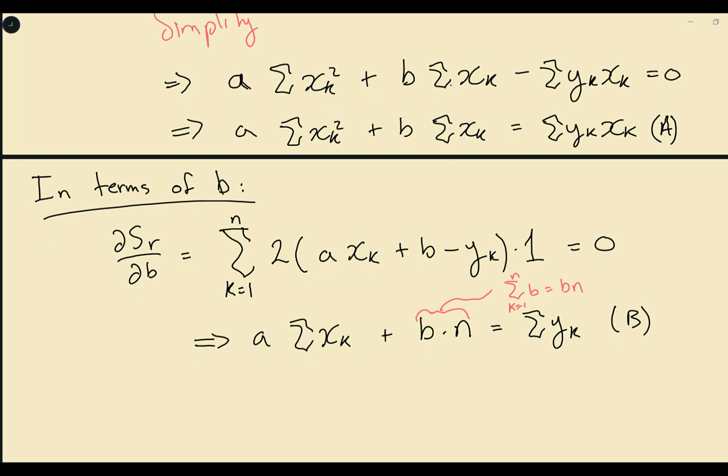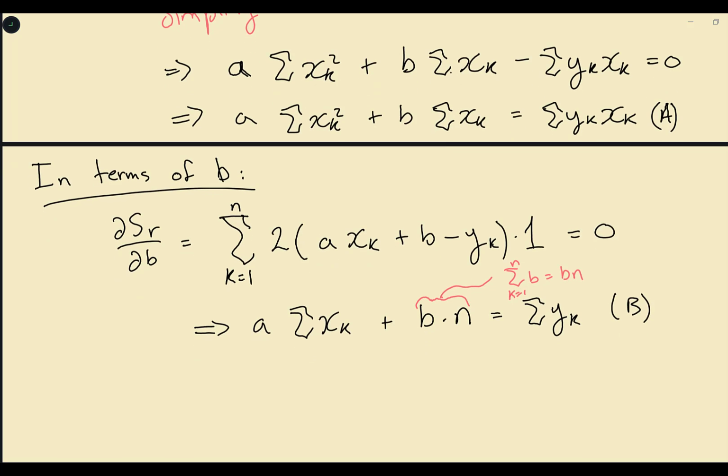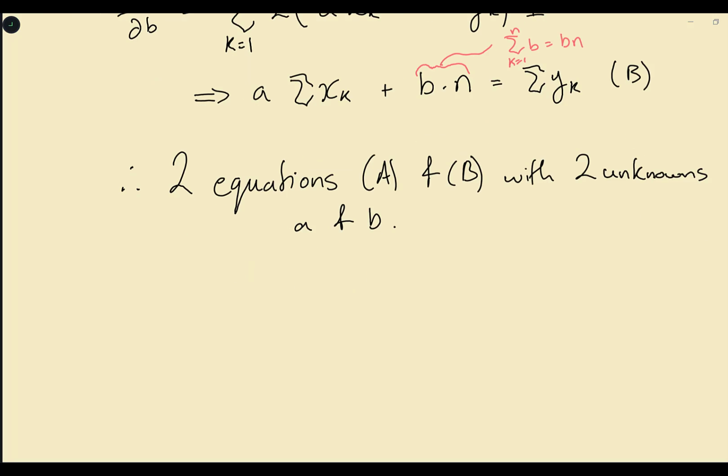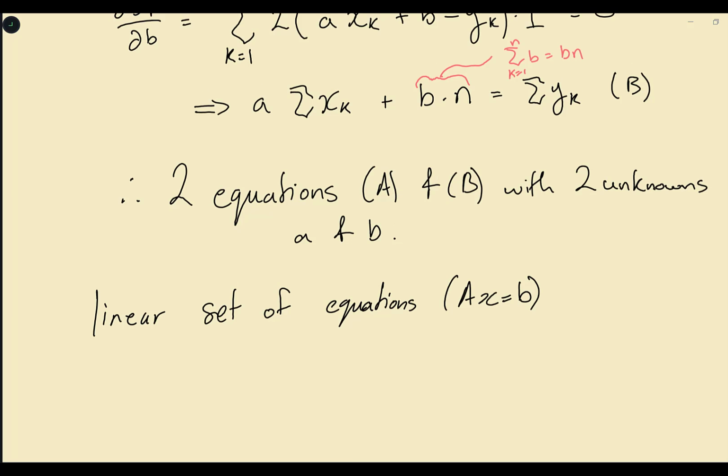And now basically what we have is two equations with two unknowns. So it's a linear set of equations and we can follow the format of AX equals B. You guys don't have to worry about deriving all these things.